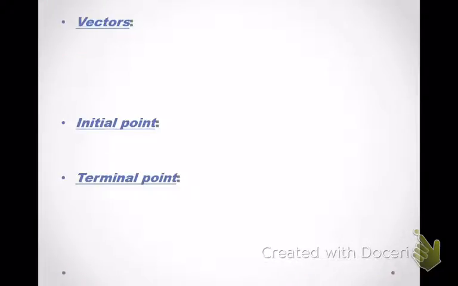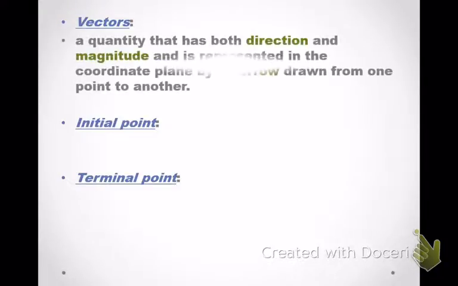All right, now vectors. This is the same thing. It's just another way to express a translation. But let's define a vector. A vector is a quantity that has both direction and magnitude. It is represented on the coordinate plane by an arrow drawn from one point to another.